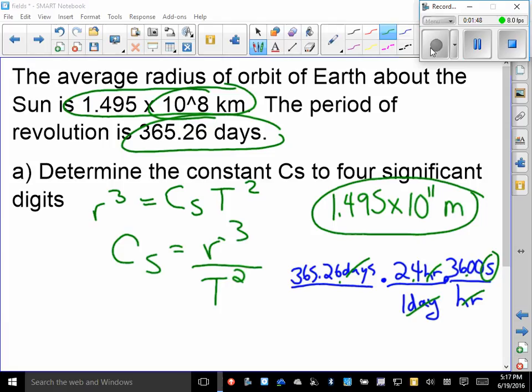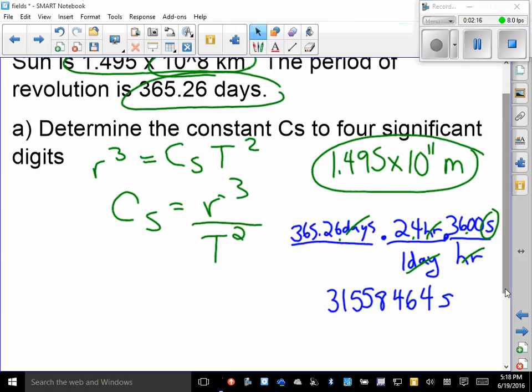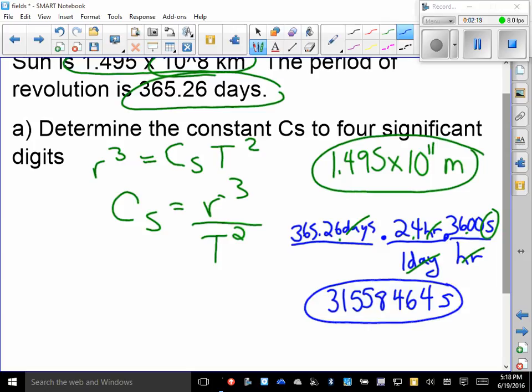So I need to quickly do that calculation. I realize I don't have it written down. 365.26 times 24 times 3,600. Okay, and I'm going to use all of these digits here. 31,558,464 seconds. Okay, check my math there. Now it's a matter of just entering this piece of information into my formula.